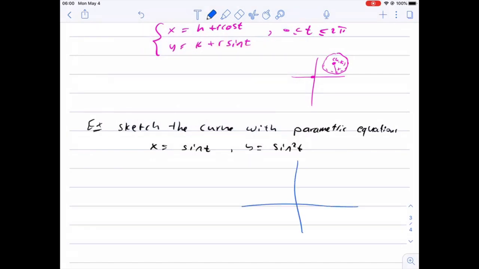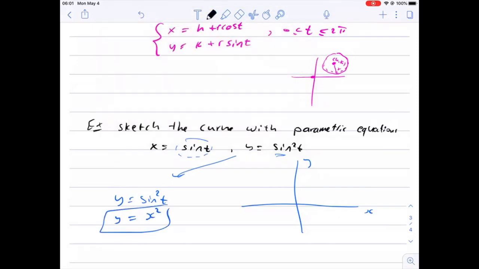So this is x, this is y, and in order to do so, we know that y equals sine squared, but sine is x, so we can write y in terms of x. So y equals sine squared t, and that's x squared. So y equals x squared is a parabola. So the graph looks like this. This is y equals x squared.